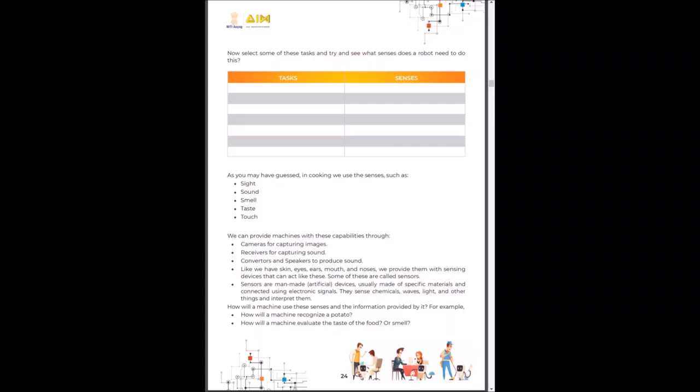The sensors mimic the sensory organs such as sight, sound, smell, taste and touch. Cameras are used for capturing images, receivers are used for capturing sound, converters and speakers are used to produce sound, and like we have skin and other sensory organs, the computer or the machine also has sensors.